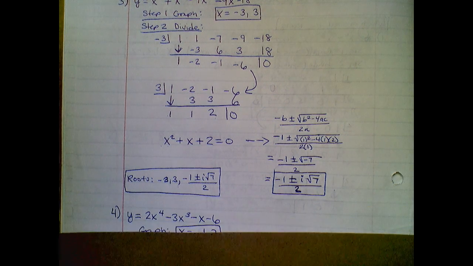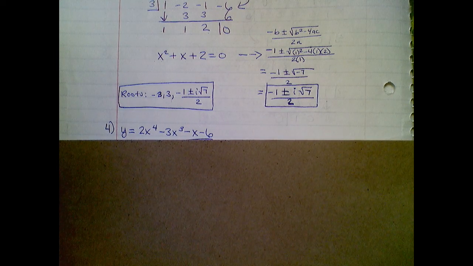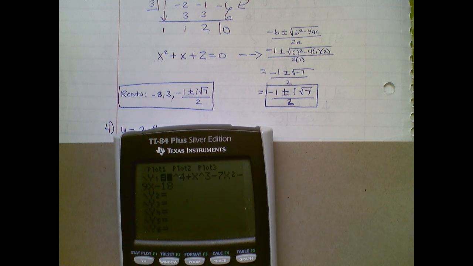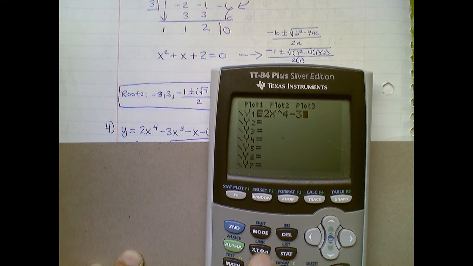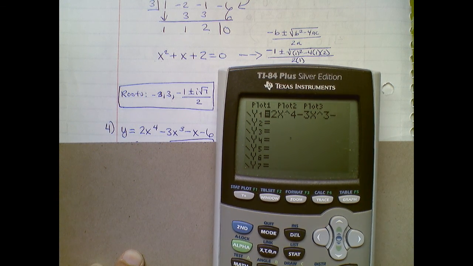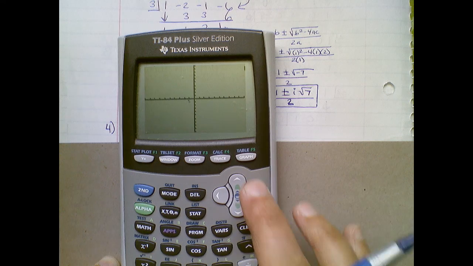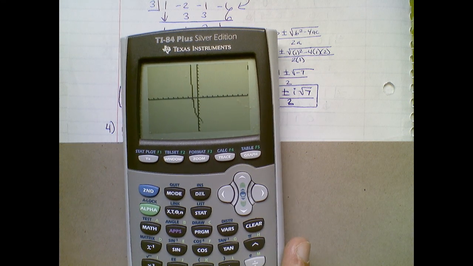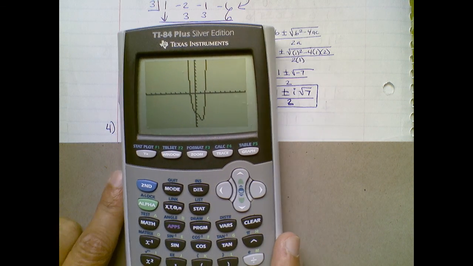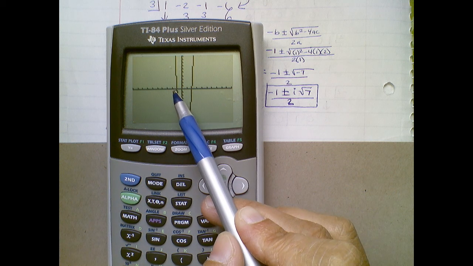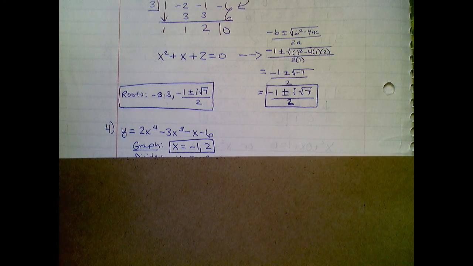Let's try one more of these. So we have 2x to the 4th minus 3x cubed minus x minus 6. So our first step, again, is to graph it. And this one, as I was graphing it, I noticed that it had to the 4th degree, so there's 4 total solutions. This one crosses at 2 places. It looks like -1 and +2. So I write those down as my solutions.